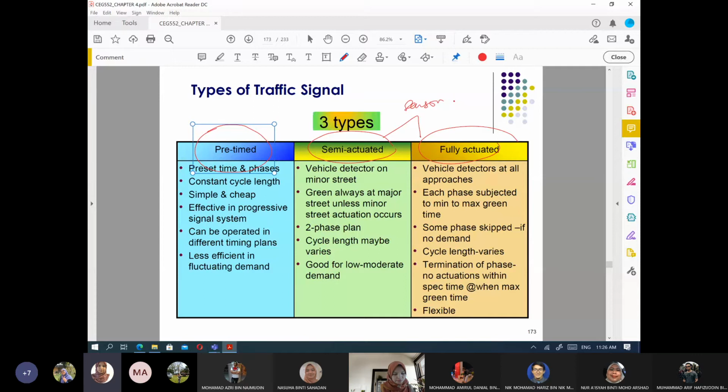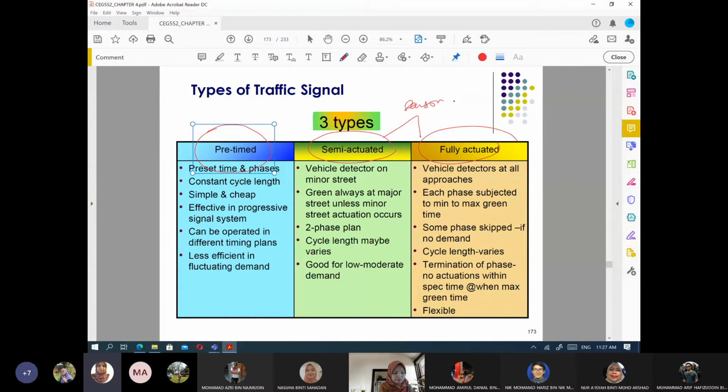Can be operated in different timing plans. You boleh design kan benda tu, you boleh letak yang ni nak banyak mana, yang minor road berapa banyak, kita boleh decide lah. Less efficient in fluctuating demand. Kalau demand dia fluctuate, naik turun, kita tak boleh guna yang ni. Okay. Akan ada orang marah lah nanti bila tengok tak ada kereta, masih lagi kena tunggu sampai 2 minit for example.